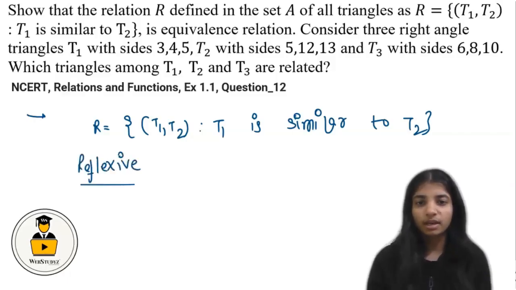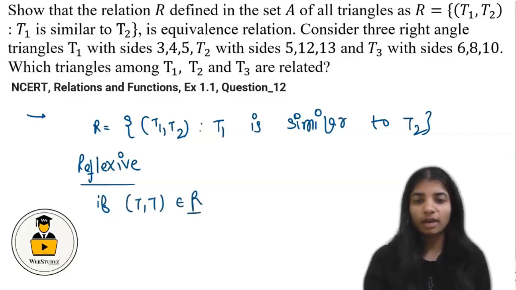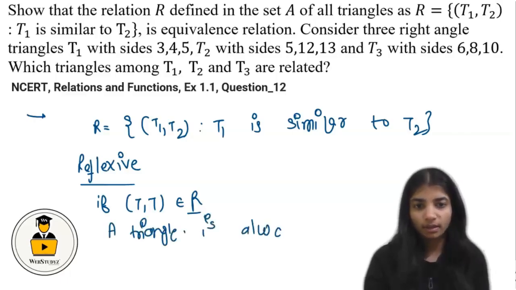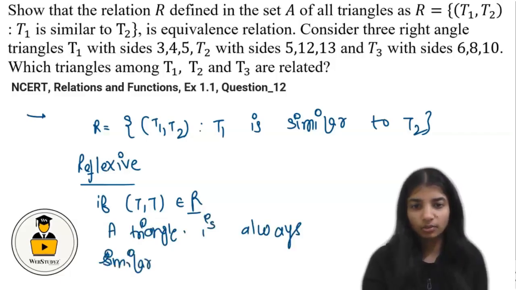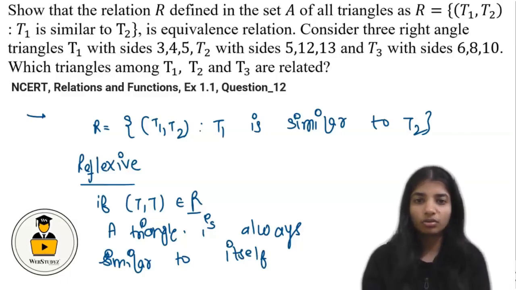A relation is said to be reflexive if (T, T) belongs to R. So we know that a triangle is always similar to itself. So we can say that (T, T) belongs to R, and this is a reflexive relation.